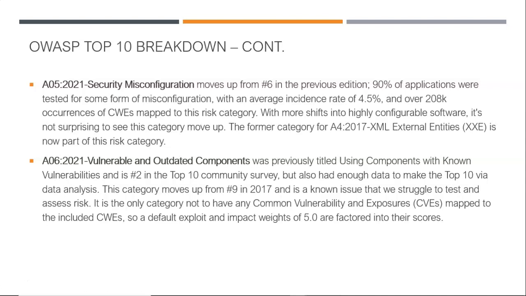Those are the type of OWASP questions you might see on a certification exam, regardless of the vendor. A06:2021 Vulnerable and Outdated Components was previously titled Using Components with Known Vulnerabilities and is number 2 in the top 10 community survey, but also had enough data to make the top 10 via data analysis.